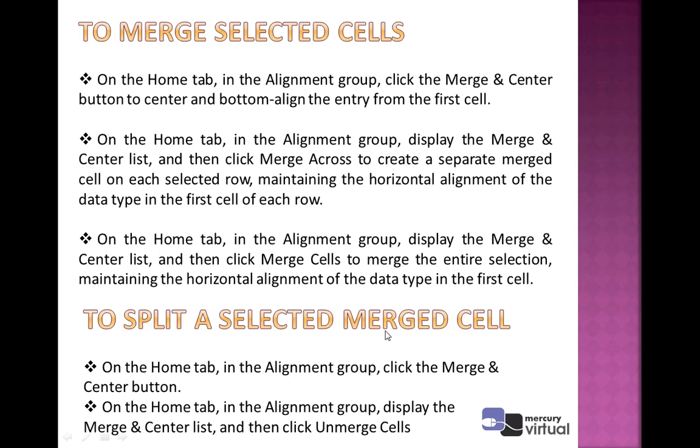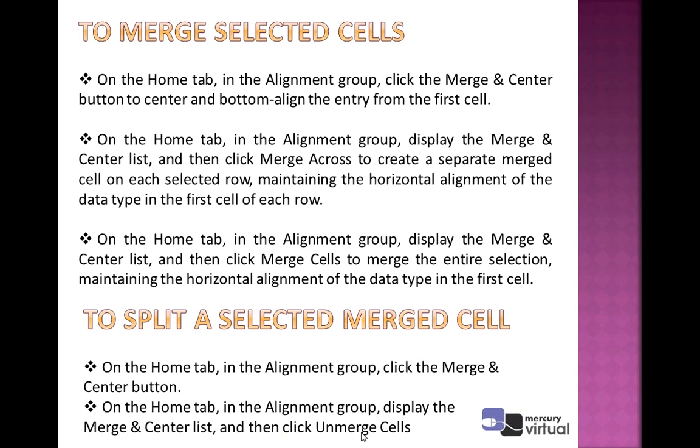Next, how to split a selected merged cell? On the Home tab, in the Alignment group, click the Merge and Center button, means the same button. Display the Merge and Center list and then click Unmerge Cells. Means you can merge the cell as well as you can unmerge the cell.